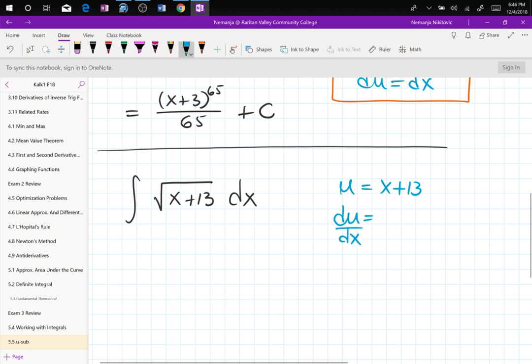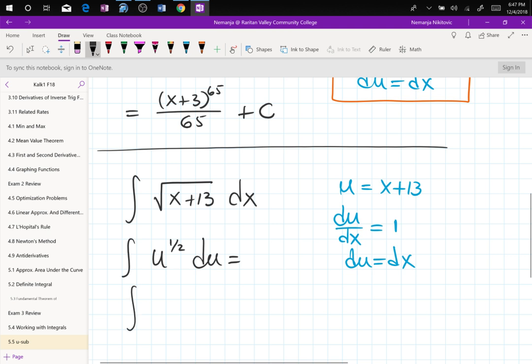du over dx equals 1. Again, du equals dx. Plug in. I have integral of u to the 1/2 du. Woohoo!